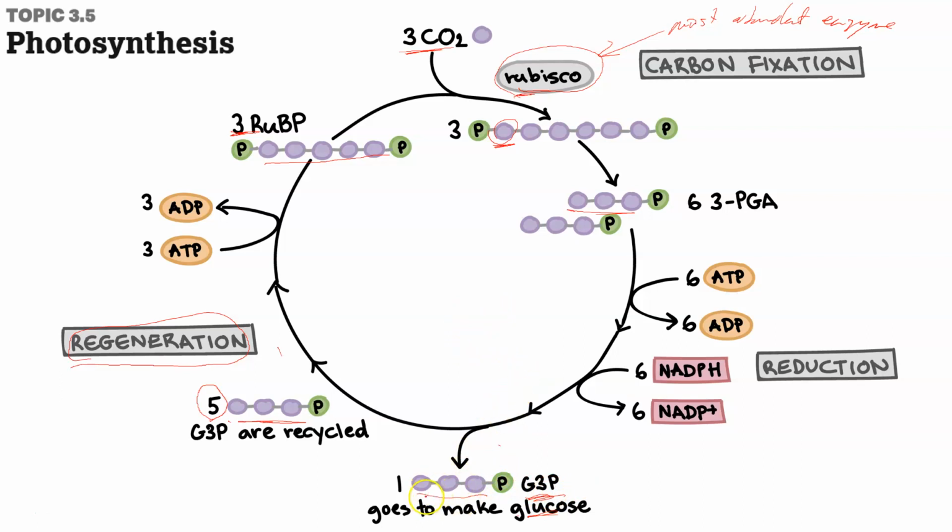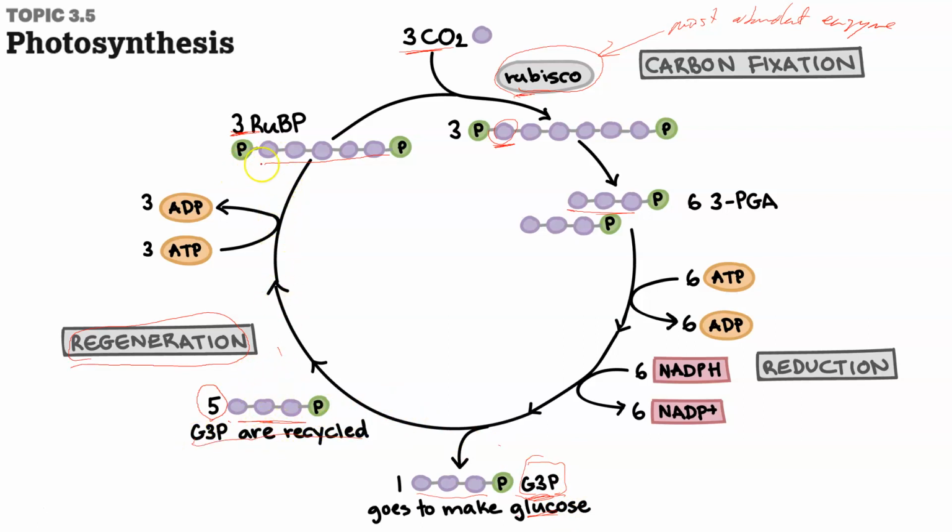Go ahead and pause the video if you need to think about that. All right, if you said 2 turns of the cycle, you'd be correct. First, you have a 3-carbon molecule, G3P here, and that's going to go on to become glucose. We need 2 of those. And the rest of these G3P are recycled in this process.